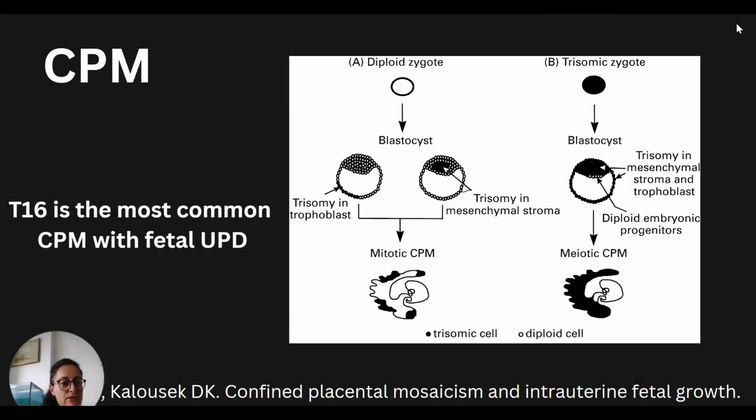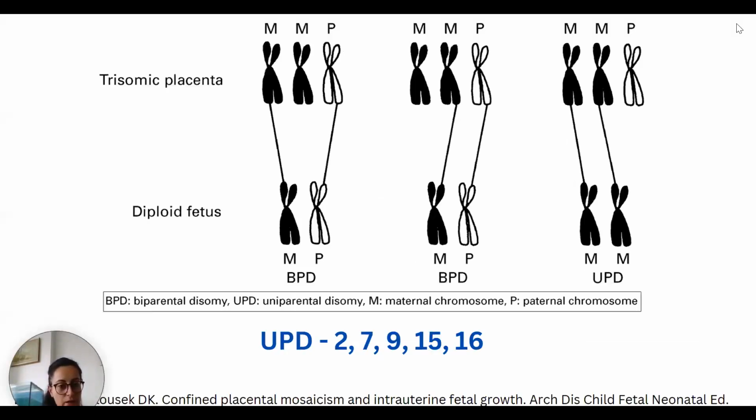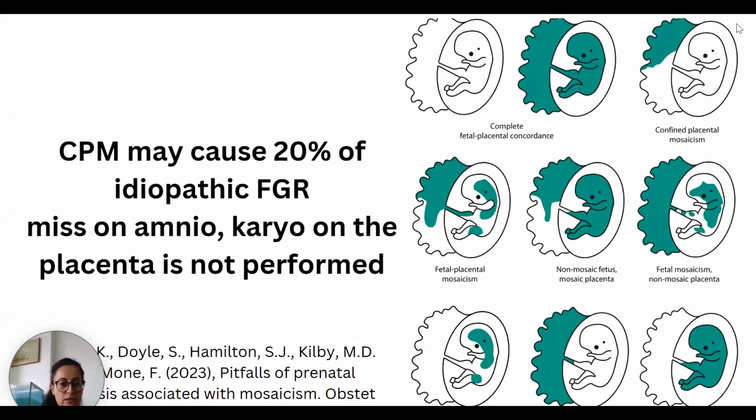QF-PCR can pick up if it is mitotic or meiotic confined placental mosaics. Sometimes it can be caused by uniparental disomy. For the uniparental disomy, the most common are trisomy 2, 7, 9, and 15, less likely trisomy 16. But we have to know this part of inheritance as well. Confined placental mosaics may cause 20% of idiopathic fetal growth restriction. It will be missed on amniocentesis, and the cardio of the placenta is not performed.